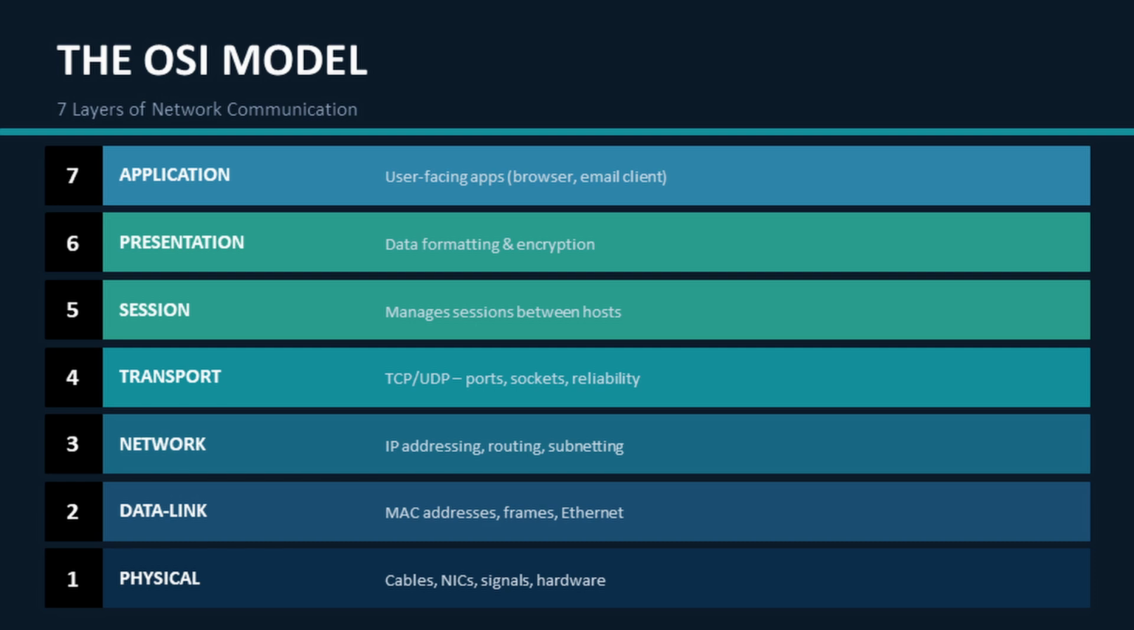Layer 5, the session layer, manages communication sessions. Layer 6, the presentation layer, handles data formatting and encryption. And Layer 7, the application layer, is what end users interact with: web browsers, email clients, and so on. Together, these 7 layers form the TCP/IP stack, the universal language of computer networking.